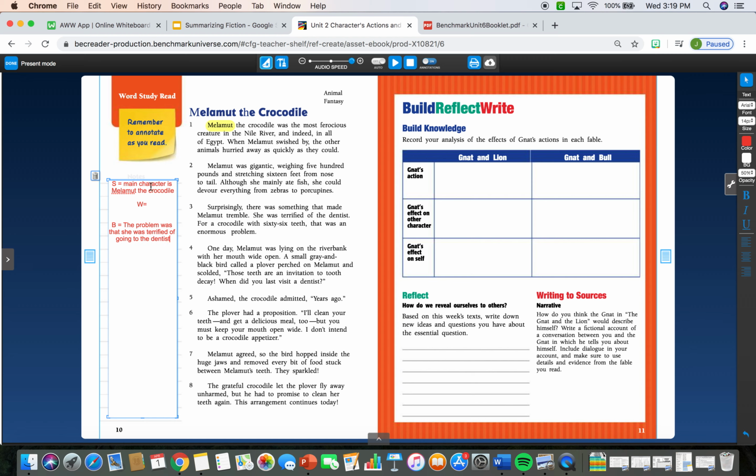Okay? We don't know what she wants yet, but we'll find out hopefully later. Remember, what she wants may not be explicitly told in the text. Sometimes we have to infer, sometimes we have to draw conclusions to figure that out.